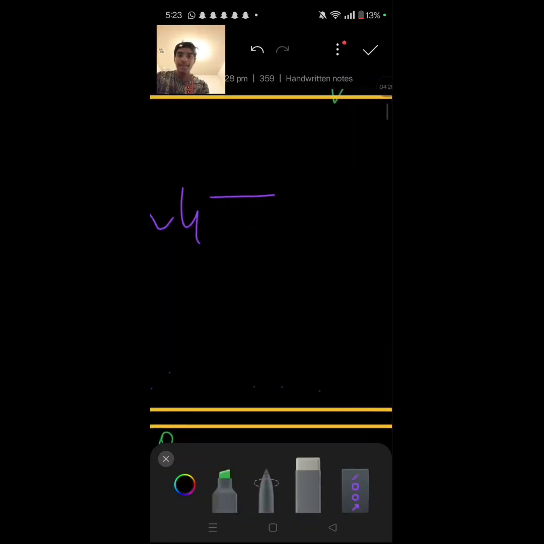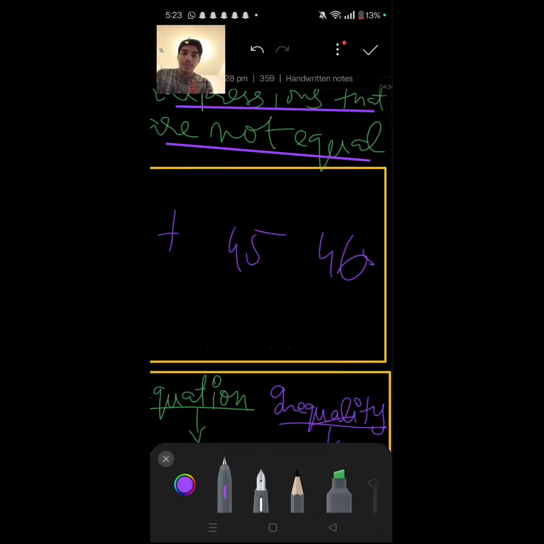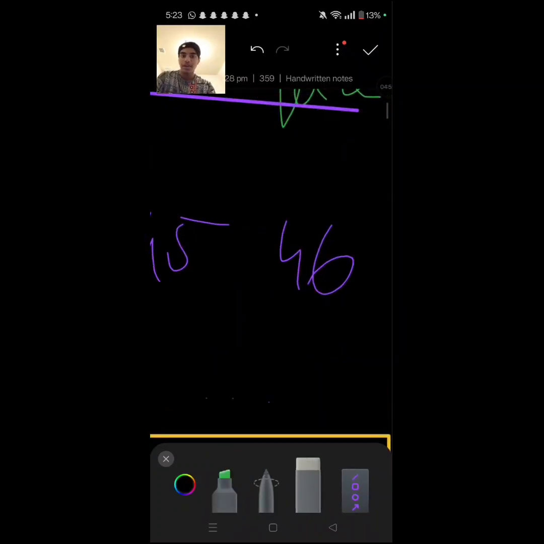But let us say 45 and 46. Can I say that 45 is equal to 46? No. 45 is not equal to 46. So we can say 45 is not equal to 46. But the thing is, this doesn't tell me much. It just tells me they are not equal, which I probably already knew, right? I don't want just 'this is not equal to this'. I want a proper relationship. So how do I get a proper relationship?